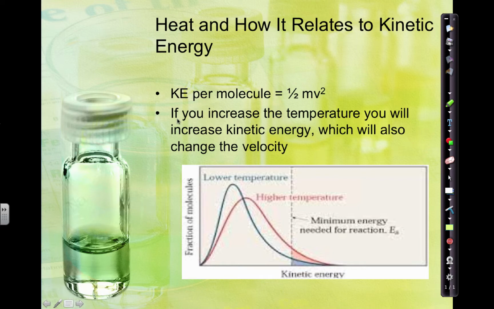So if you increase the temperature, you actually do increase the kinetic energy, which is also going to change the velocity. So if you increase the temperature of a system, so let's just say it's a container of gas molecules, you're going to increase the kinetic energy. So you're going to increase the movement of those molecules. Well, when you do that, you also increase the velocity.